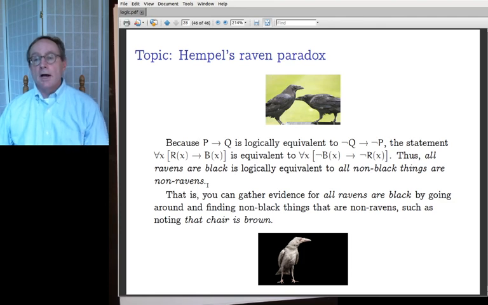And that's a bit of a paradox because you can go around the world trying to gain evidence for all ravens are black by finding non-black things that are not ravens. That chair is brown, that car is green. So that's a very counterintuitive way of going around finding green cars. It's a counterintuitive way of proving that ravens are black. It's called Hempel's Ravens paradox, and it really is an example, it seems to me anyway, not being a philosopher, that these applications are meant for mathematics, computer science, for a limited domain.